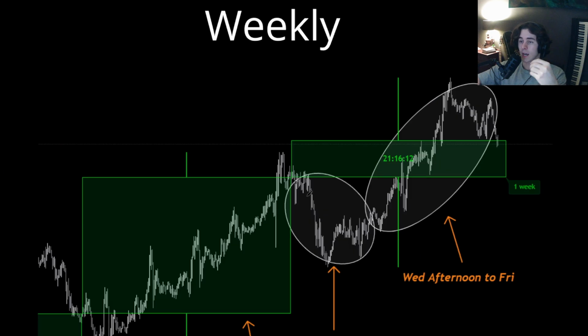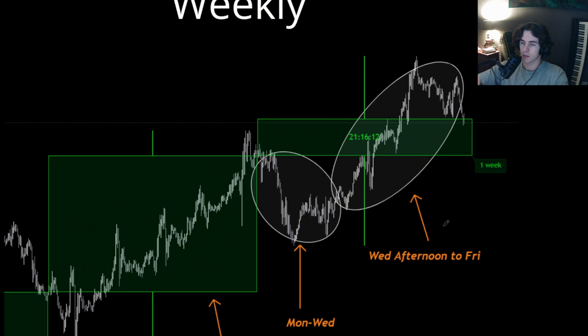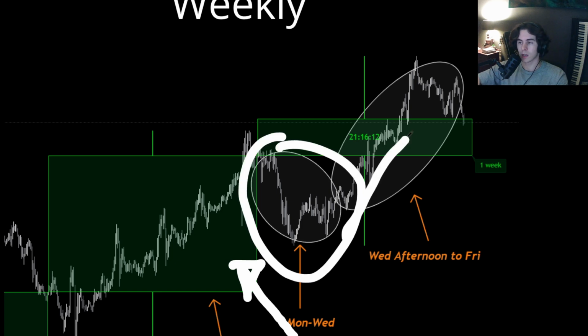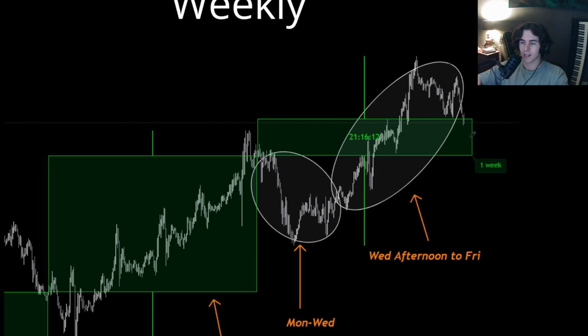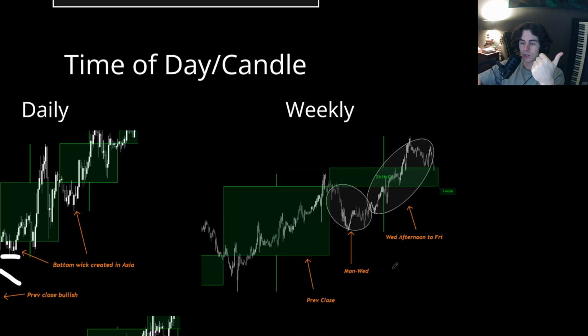This can also be really helpful for the weekly time frame as well if you're trading higher time frames. The previous week has a strong bullish close. We expect Monday, Tuesday, sometimes Wednesday to be bearish to create that weekly bottom wick to then push bullish. So just by understanding how one candle forms in relation to the previous candle, you can time the direction and you can also time your entry model.